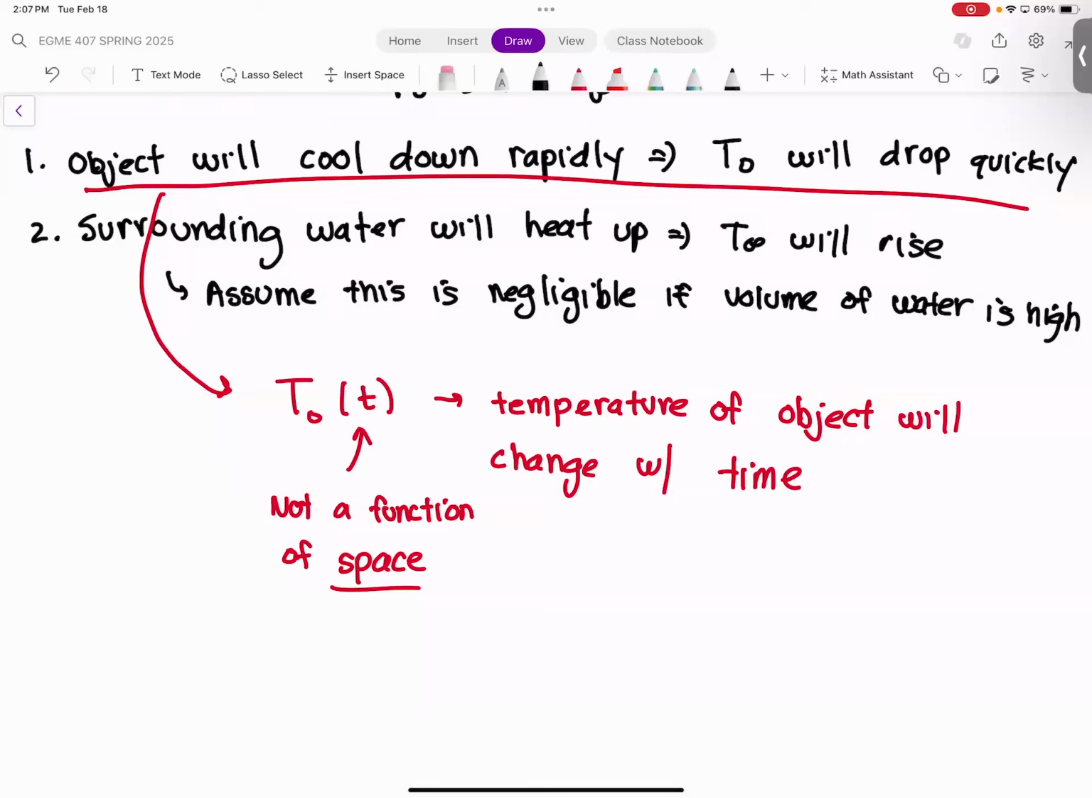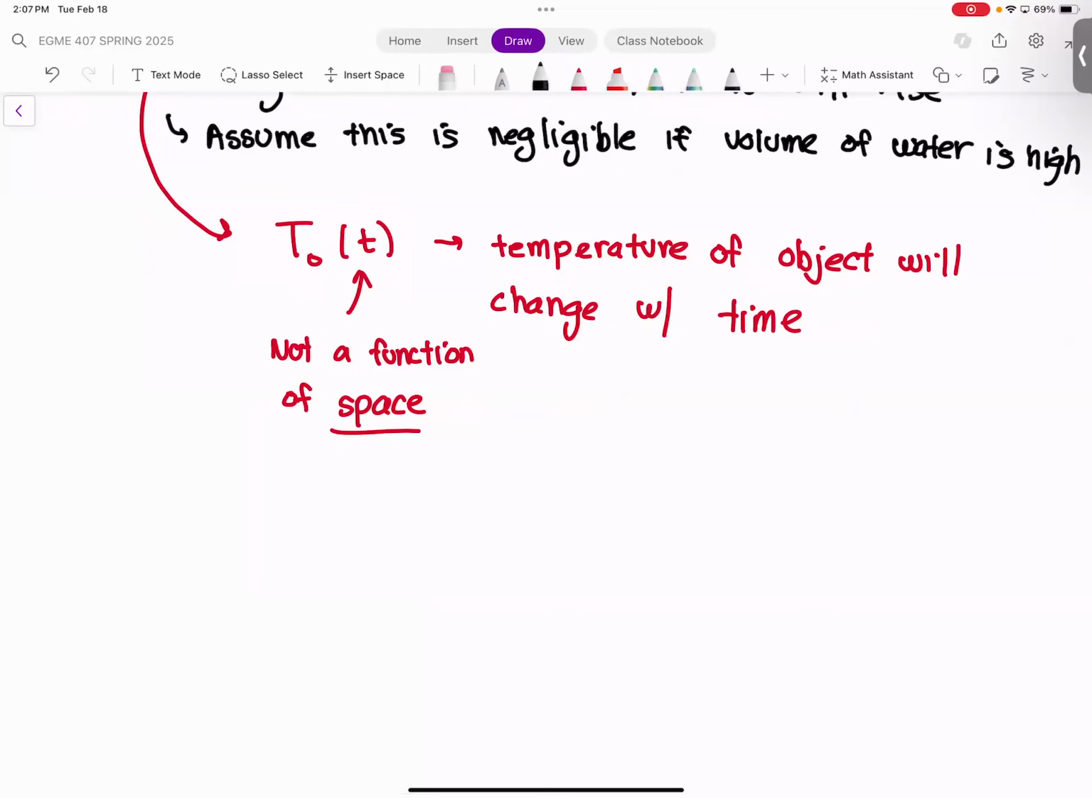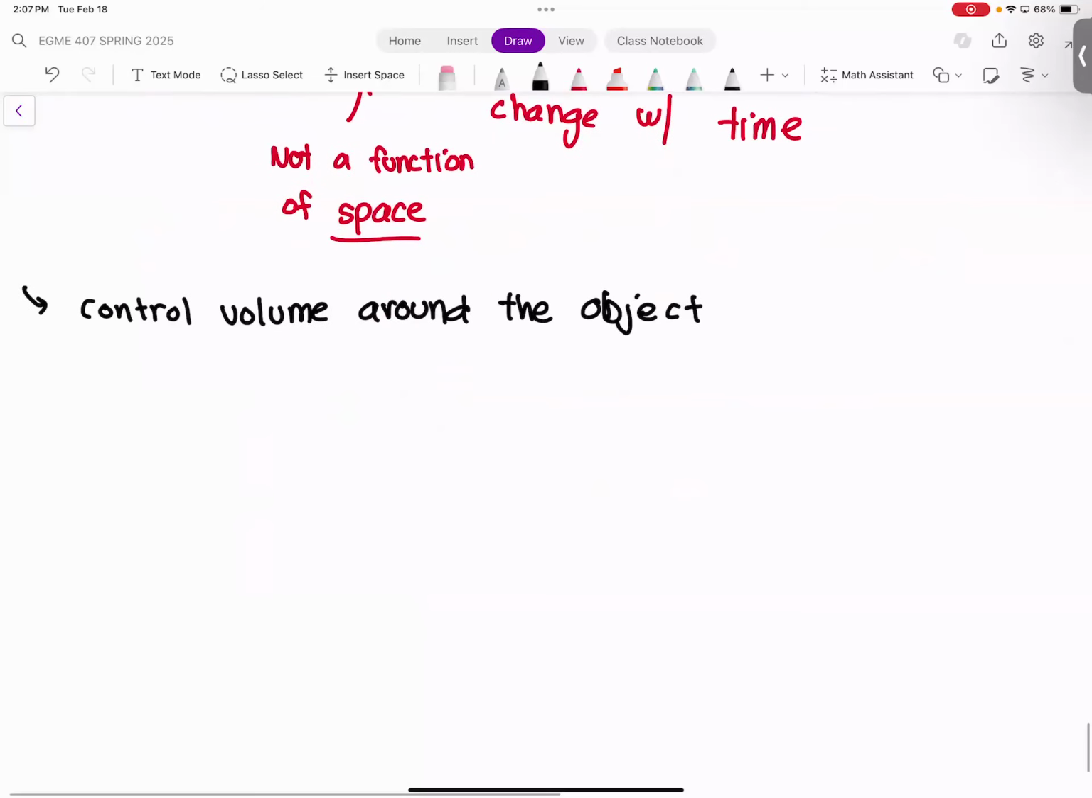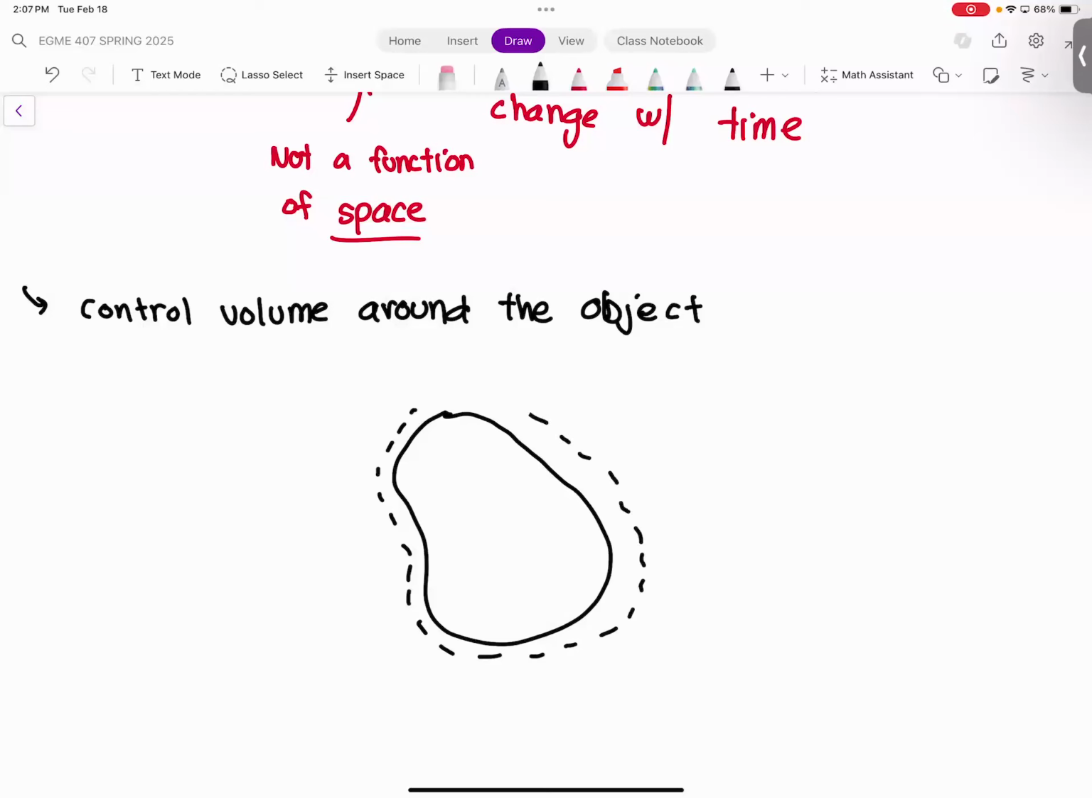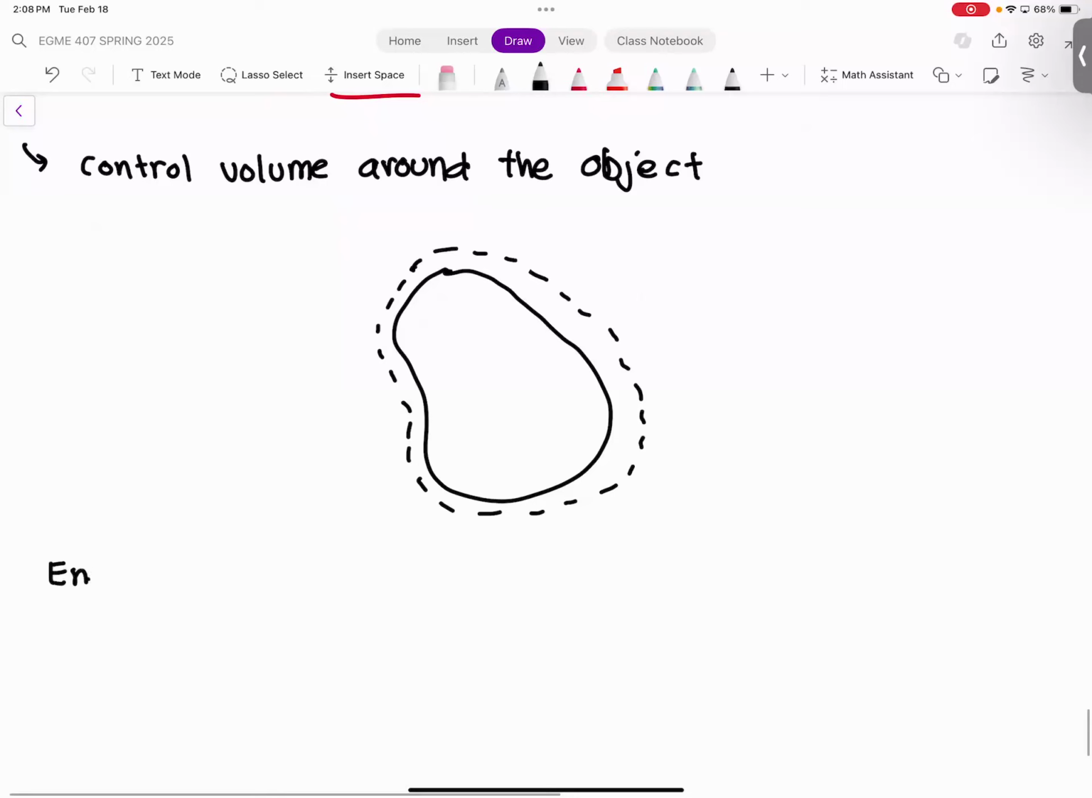Okay, good. All right, so let's draw what's going to happen. Let's draw a control volume around the object. And then let's do an accounting of all the energy. So we know one source of heat transfer that's going to occur. We're going to have convection heat transfer that leaves the object. So as the object floats down into the water, there's going to be convection heat loss coming from the object.